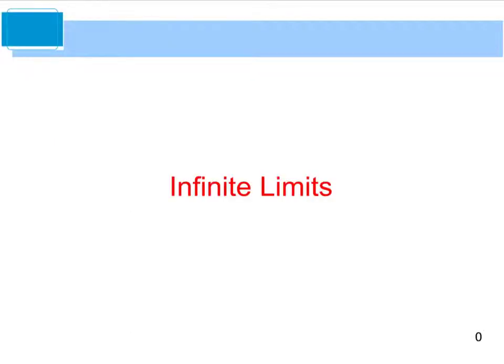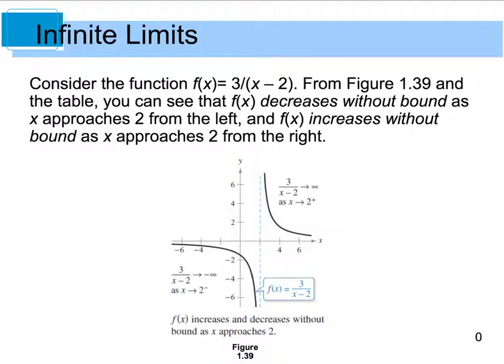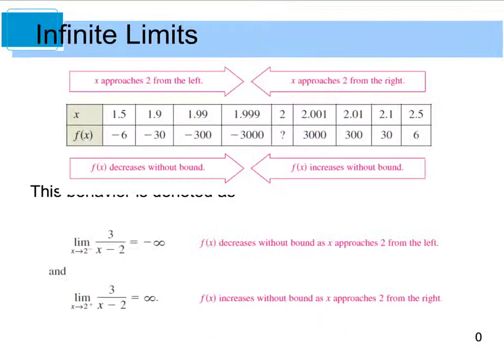So infinite limits, what they are. Consider the function f of x equals 3 over x minus 2. If we look at this figure here, we can see that there's an infinite limit because as x approaches 2, which is a discontinuous point because that would make the denominator 0, as we approach it from the right, it goes towards infinity, all the way up and up and up. As it goes from the left, it goes down and down and down towards negative infinity.